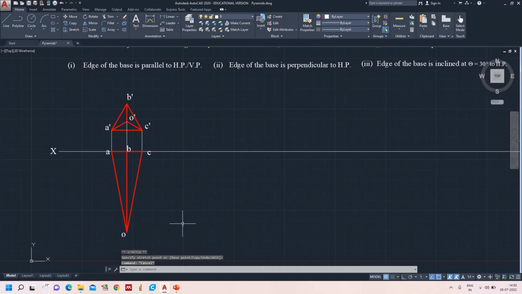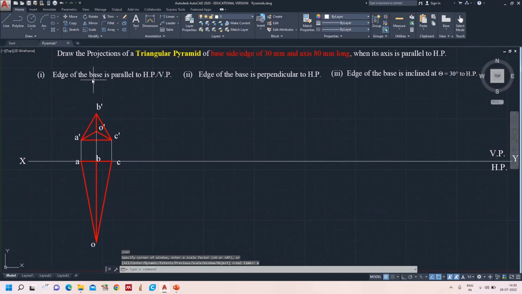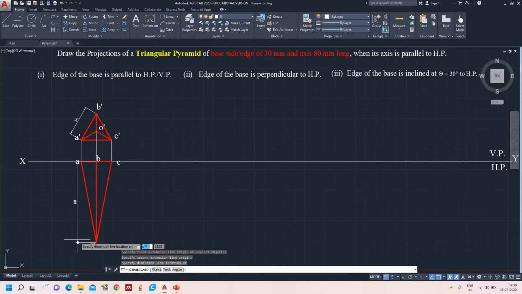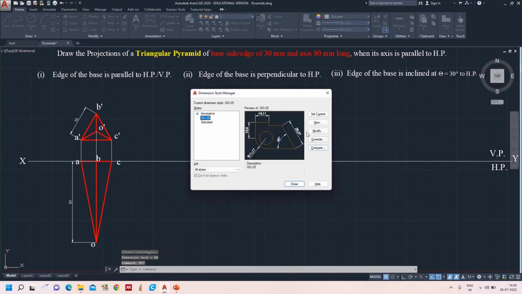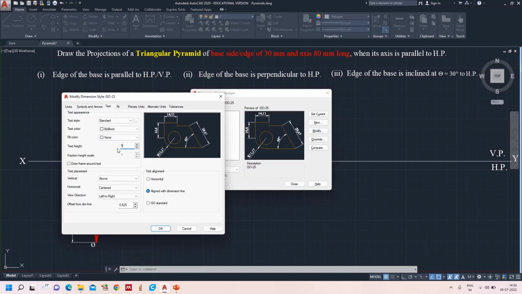Okay. So this is all about when the edge of the base is parallel to HP and VP. Now we'll give the dimensions. Now this is all about the side of the polygon. Now this is the axis height as 80 mm. We can increase the text height. I am giving it as 5.